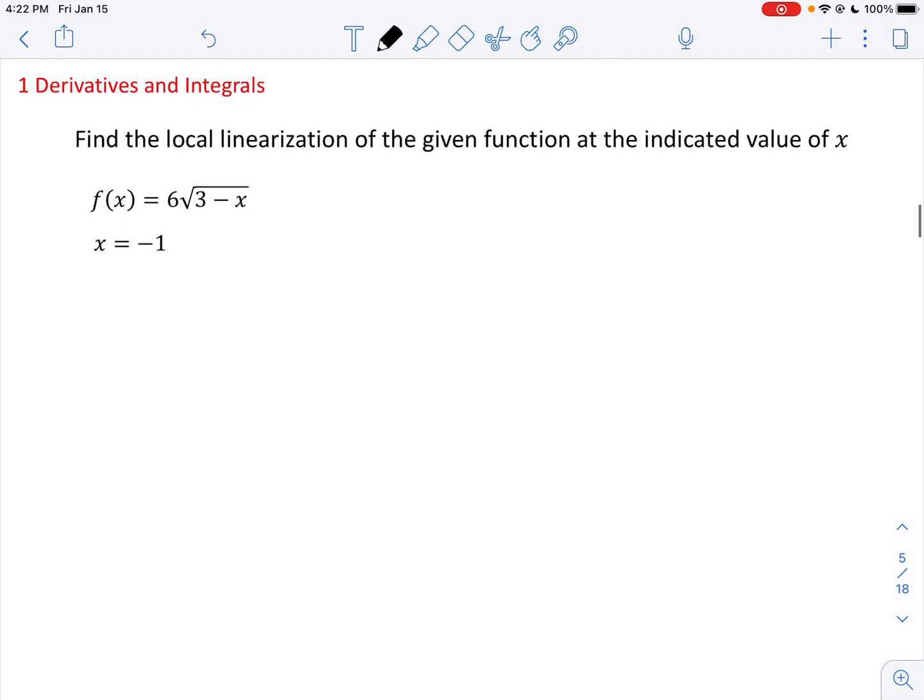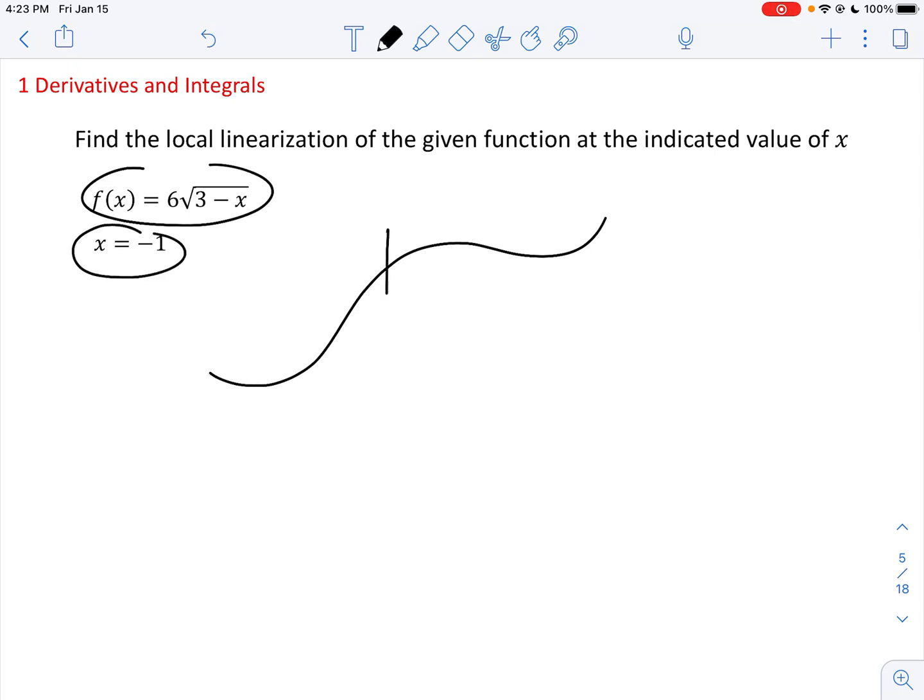One more review about derivatives. Find the local linearization of the given function at the indicated value of x. So this is just a function that, you know, it's whatever. It looks like something. We could graph it if we wanted to. And we're focusing on x equals -1, so x equals -1 is somewhere. And this is not an accurate picture, but just to give you an idea of what we're doing here.